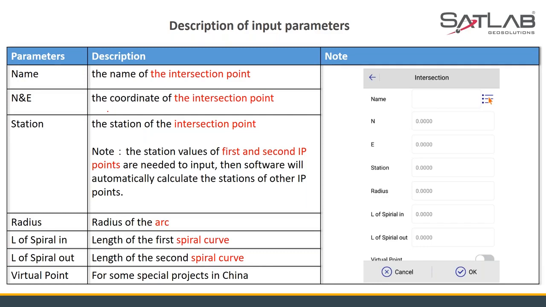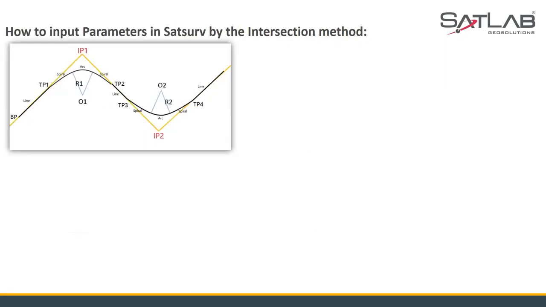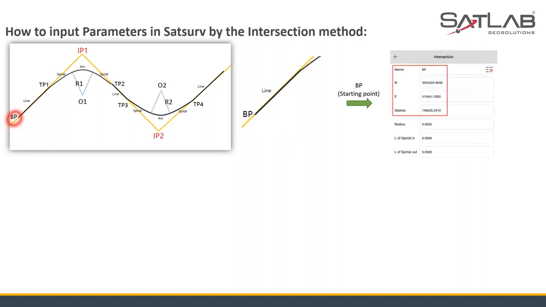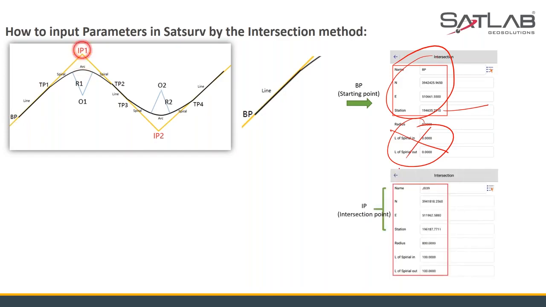Okay, let's see how to input the parameters. First, the name of the intersection point. It's obvious, you have to give the name of the intersection point. Then the coordinates of the intersection point. It's compulsory that you give them. You should know the coordinates of the intersection point. After that comes the station. That's more important. You have to know the station where exactly your intersection point is. All right. After that, you have to give the radius, the arc, the length of the spiral in, the length of the spiral out, and the virtual point. If you have any virtual points, you can enter them. It's not necessary to have virtual points.